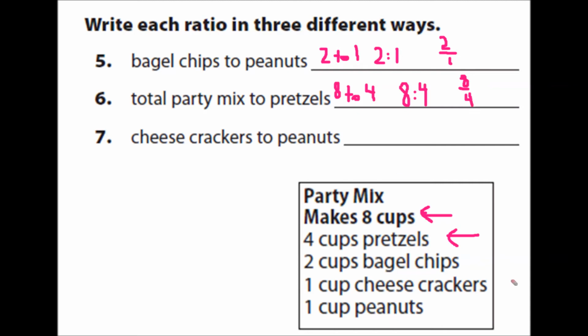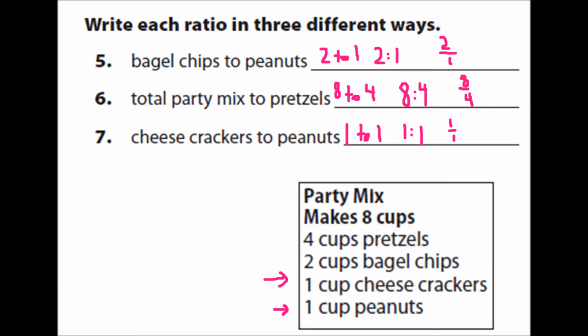Now cheese crackers to peanuts. Let's see, there is 1 cup of cheese crackers and 1 cup of peanuts. So that has a ratio of 1 to 1. That means for every cup of peanuts, there's a cup of cheese crackers. For every cup of cheese crackers, there's a cup of peanuts. So 1 to 1 can be written like this. And 1 to 1 can be written like this. So if I'm going to ask you 3 different ways to write a single ratio, these are the 3 formats they're talking about.